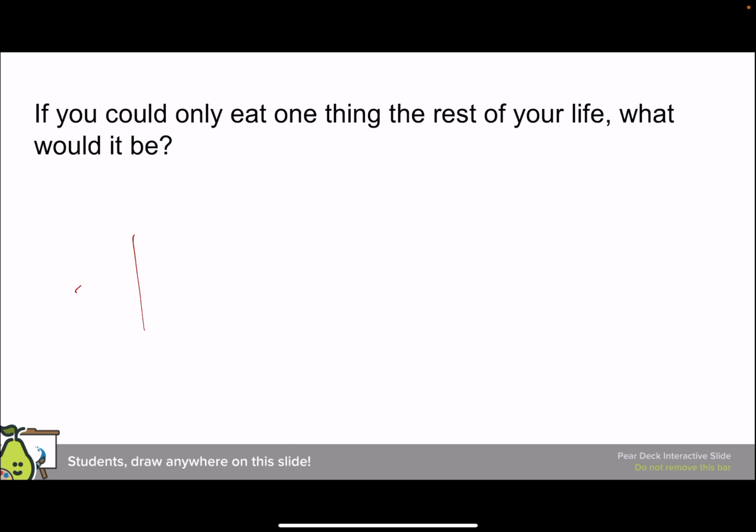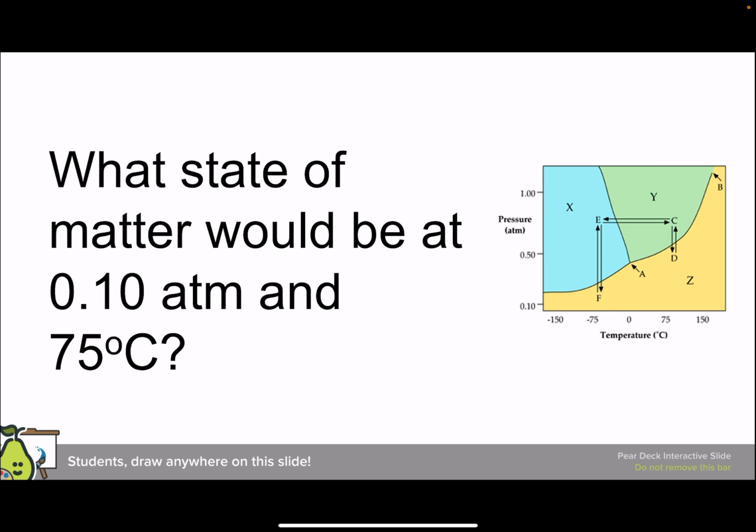If you could eat anything the rest of your life, what would it be? I think I'm going with tacos because you can get different varieties for it.